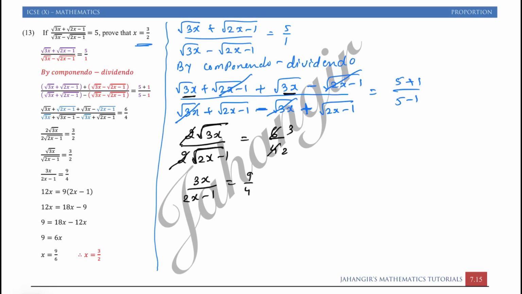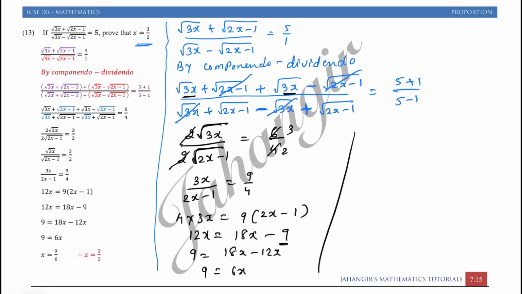Since terms in numerator and denominator are not the same, we will just cross multiply. 4 into 3x is equal to 9 bracket 2x minus 1. So 4 3s are 12x, 9 2s are 18x minus 9. So shifting 9 on the other side, 18x minus 12x. So 9 is equal to 6x. So x is equal to 9 upon 6, that is 3 by 2. So you get the answer as 3 by 2.